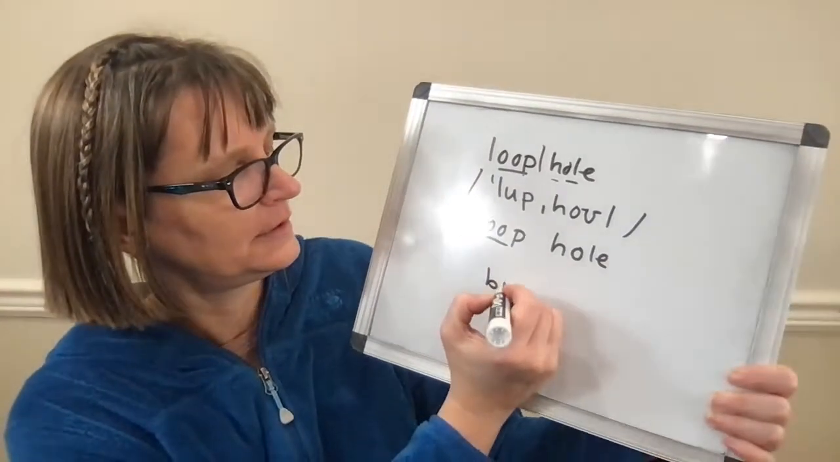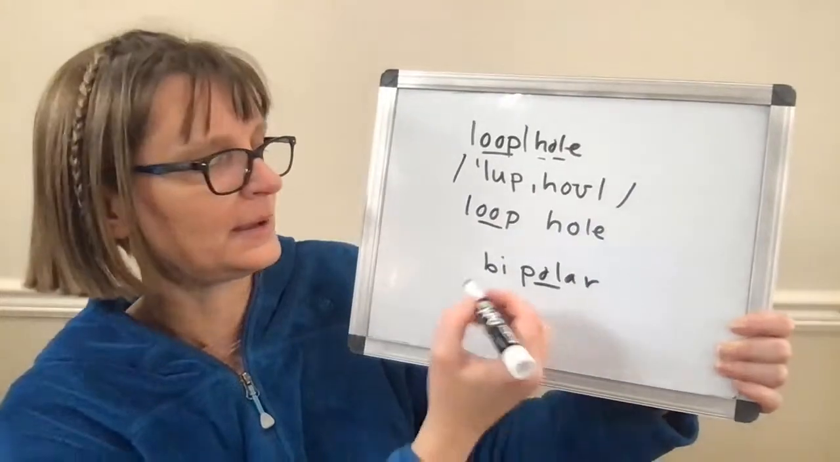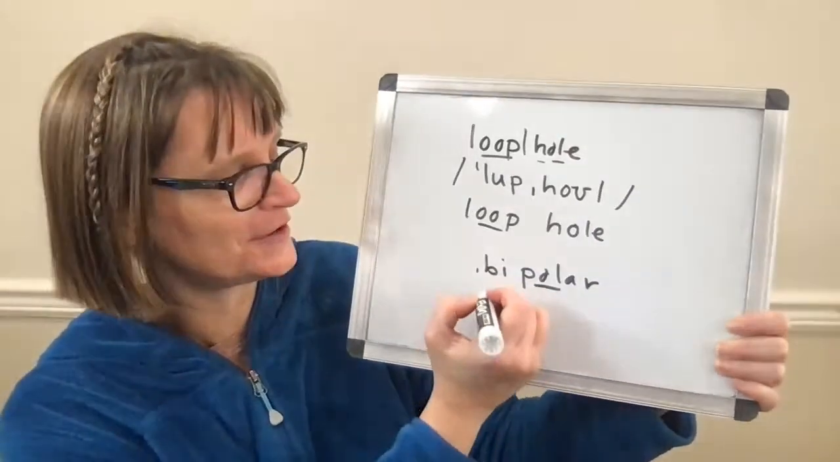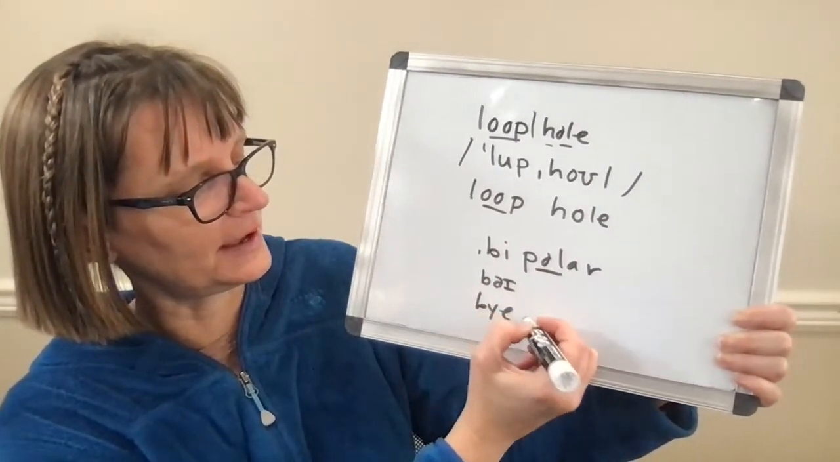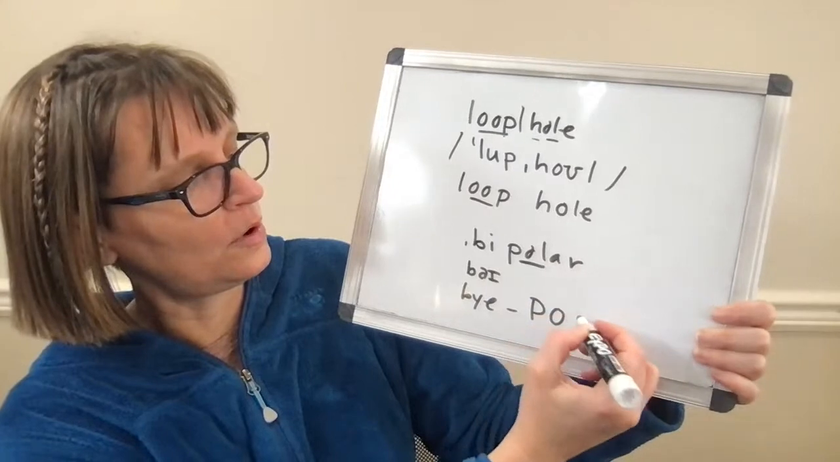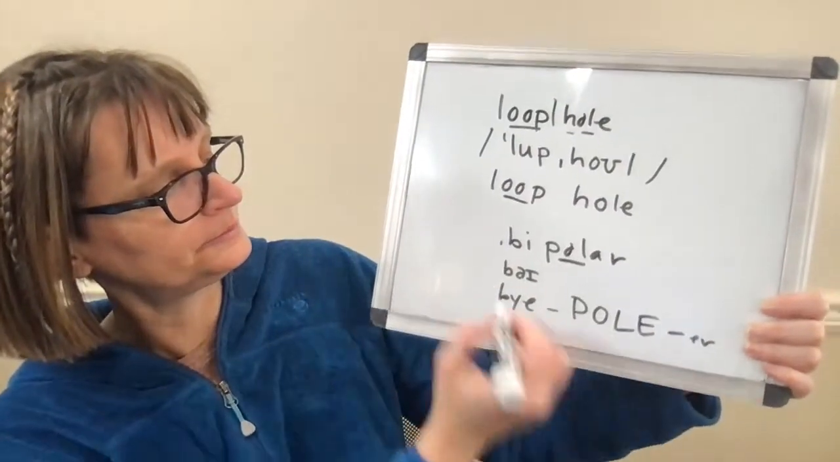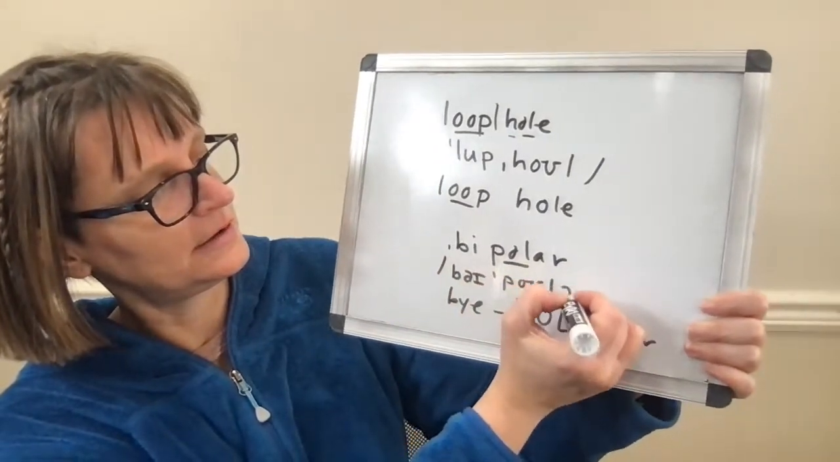Bipolar has the main stress on this pole, bipolar. So you're still going to have maybe some secondary stress here because you have the clear I vowel. So bi, and then pole, bipolar. That would look like this in the dictionary.